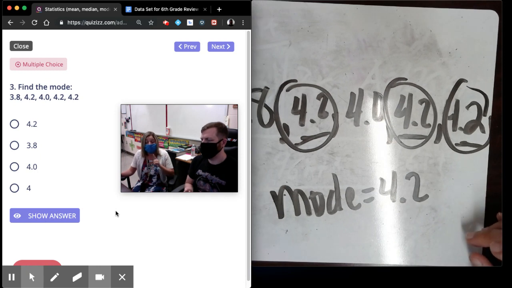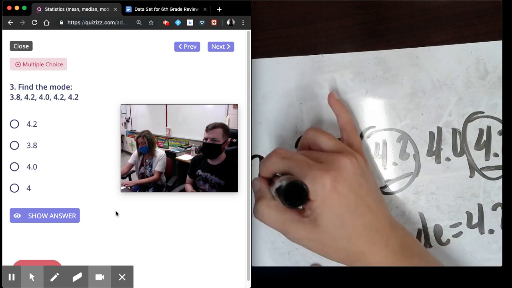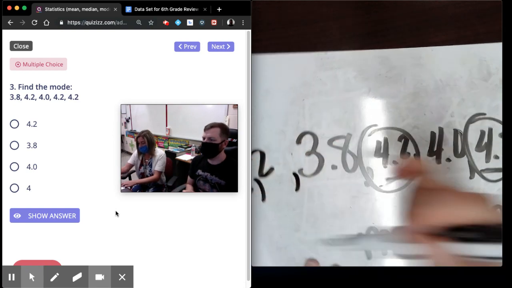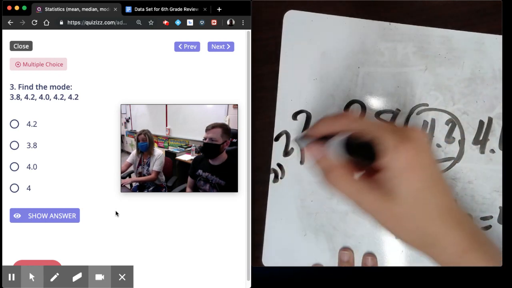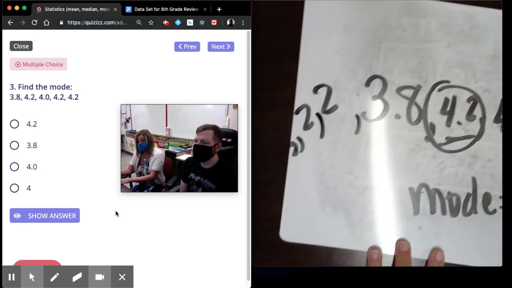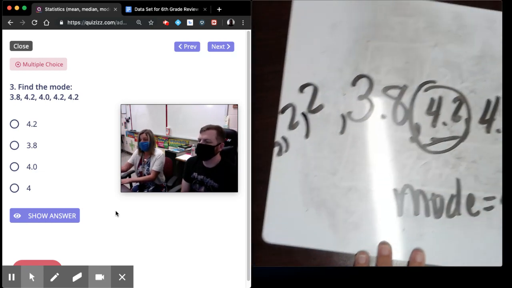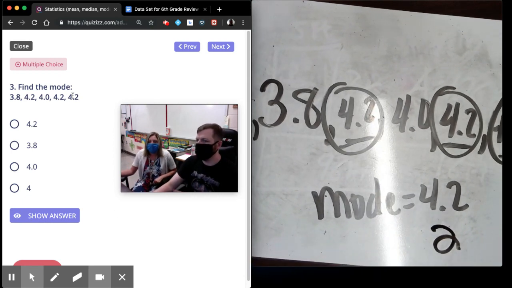Can there be more than one mode? Can there be more than one mode, Ms. Harper? Yes, there can. So let's say, for instance, I added to this data a 2 and a 2 and another 2. Even though 2 appears 3 times, so does 4.2. So not only is 4.2 the mode, but 2 is now too, because it appears the same amount of times. Exactly. So, of course, back to the original problem, 4.2 shows up 3 times. So our mode would be 4.2.